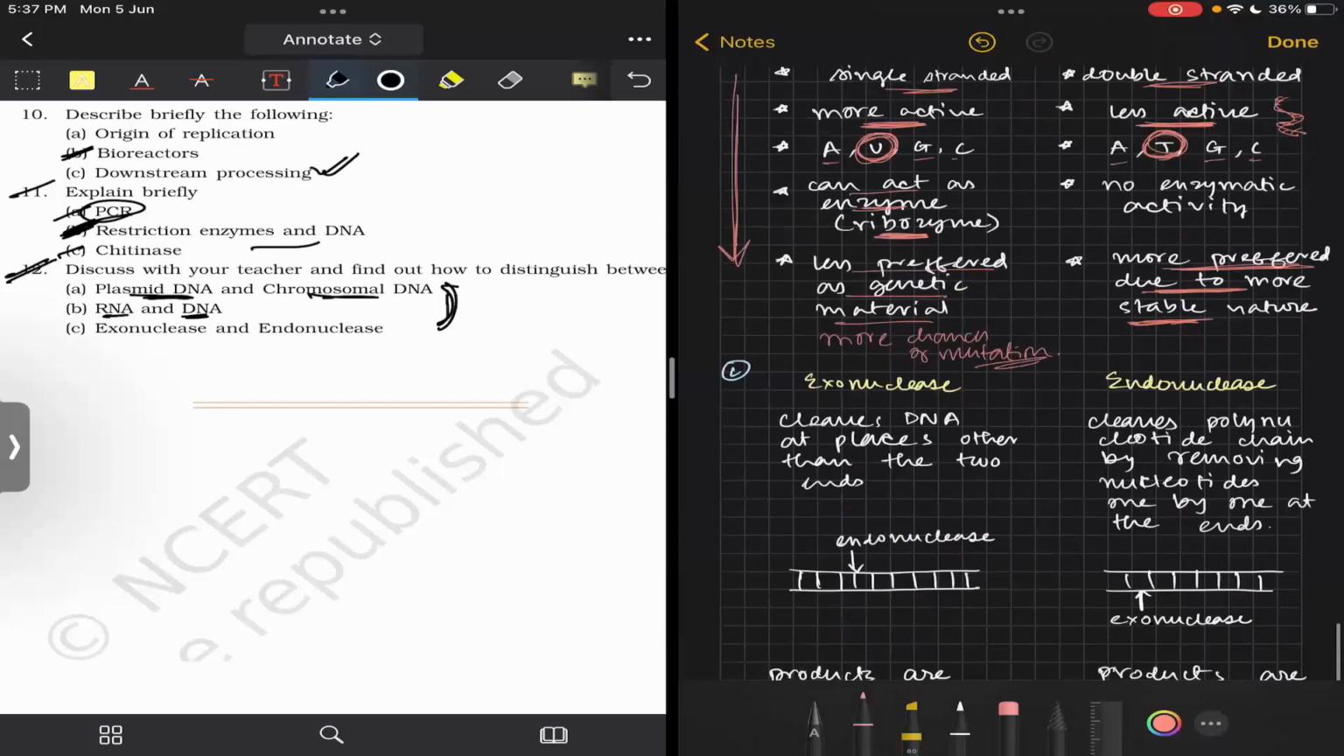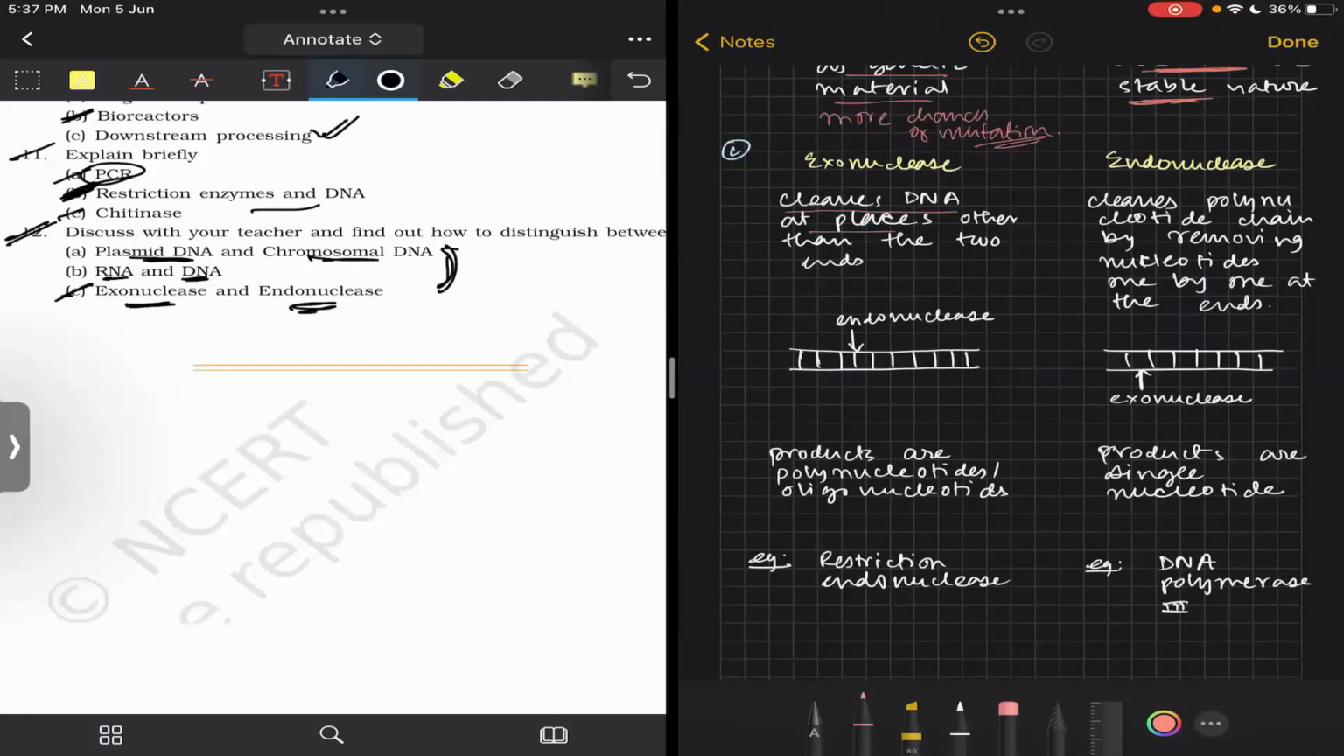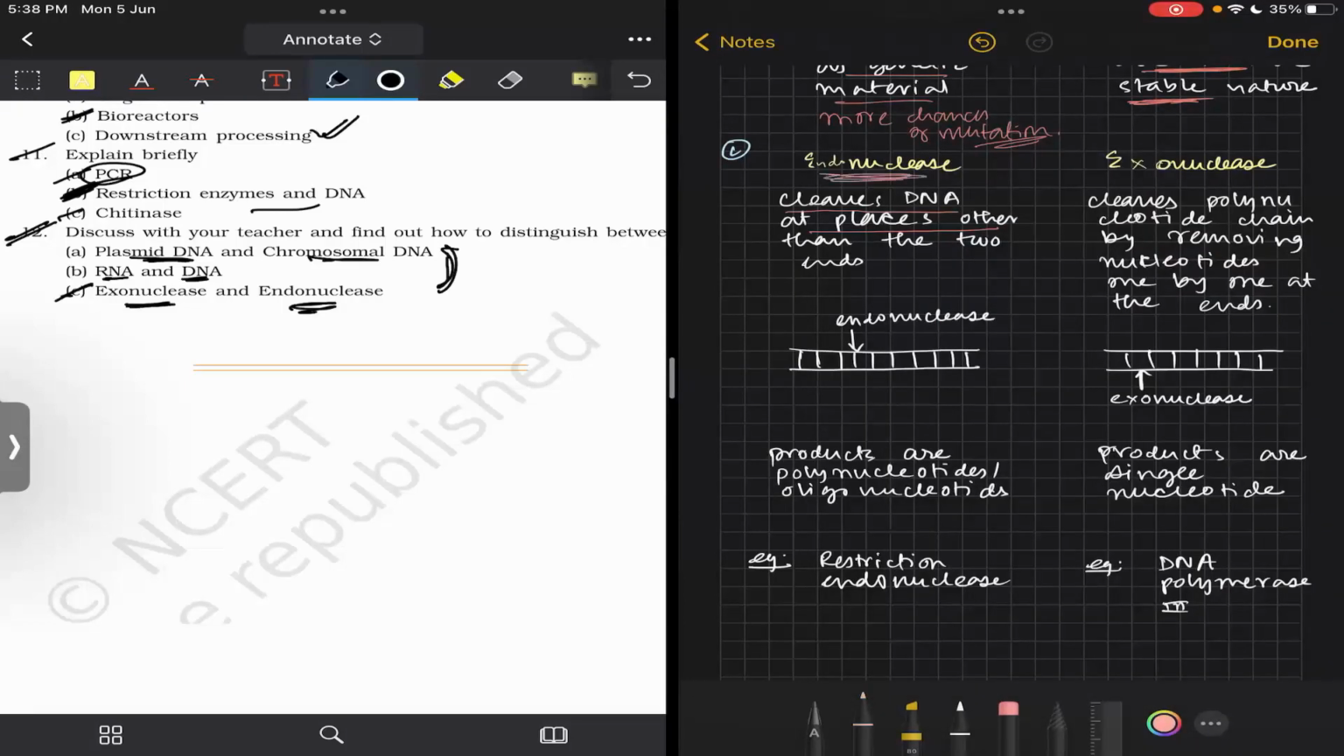And coming to our last question, that is the difference between exonuclease and endonuclease. Sorry, I made a mistake here. Endo, and this is exo. So endonucleases cleave the DNA at places other than the two ends. It can cleave the DNA anywhere other than these two ends.